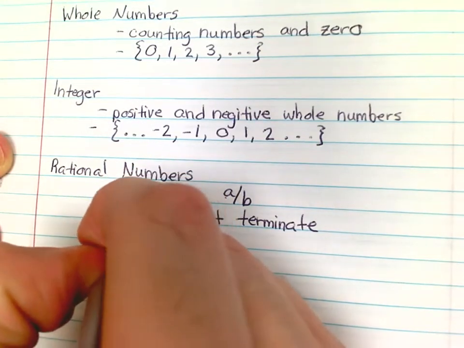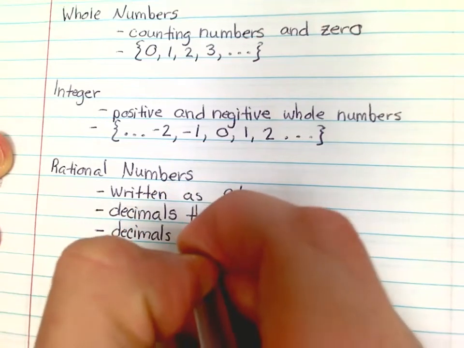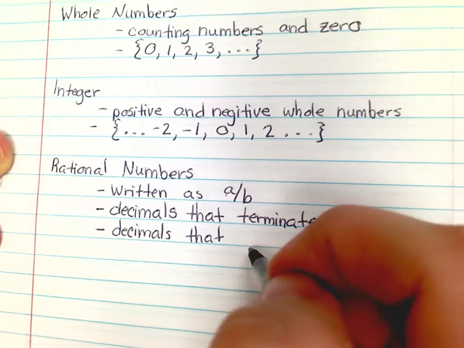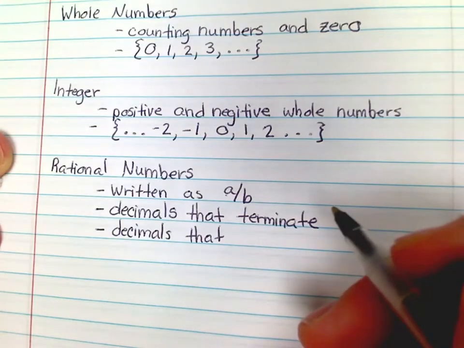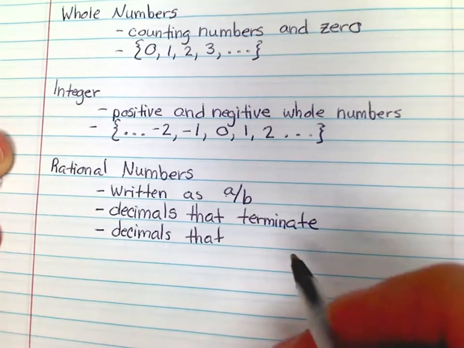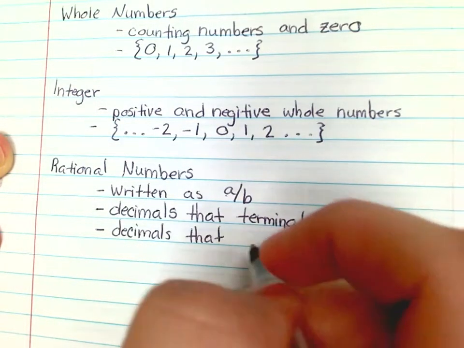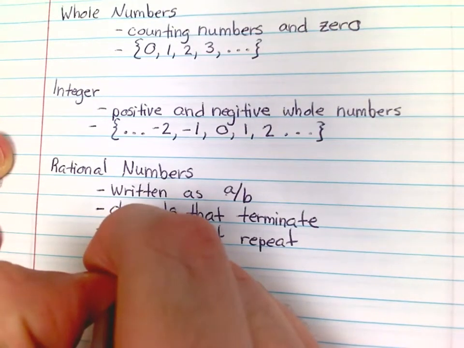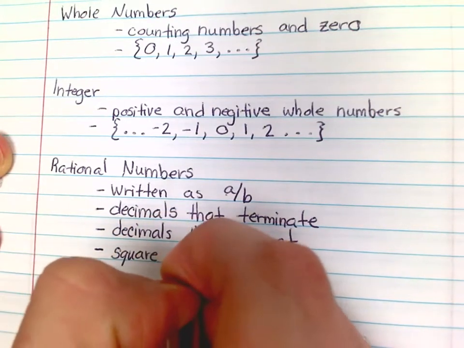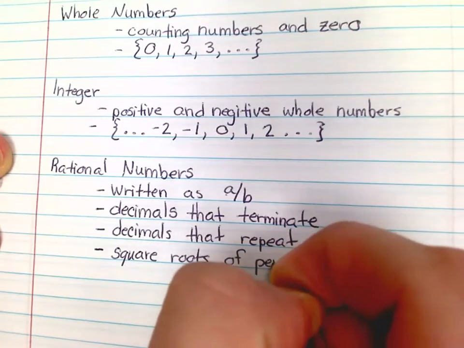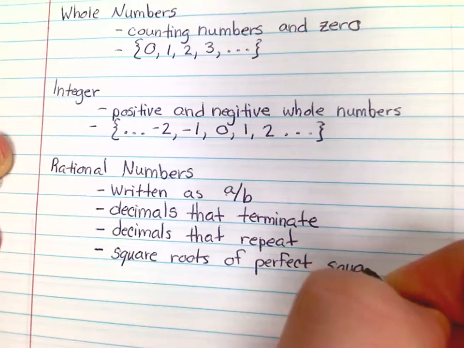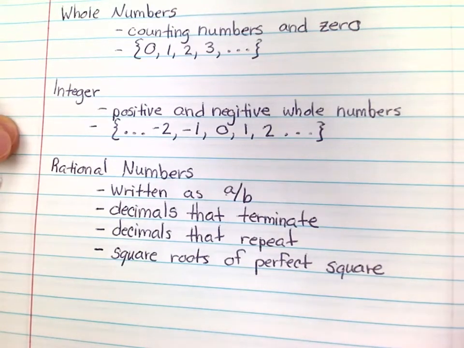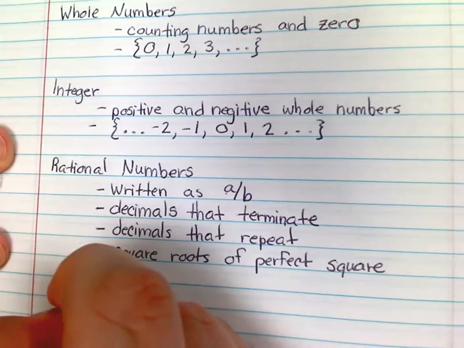Decimals that repeat. If you take the fraction 1/3 and you put in your calculator 1 divided by 3, you're going to get a repeating decimal, with the same number repeating. That's a repeating decimal. And the square roots of perfect squares. Perfect squares are numbers that are multiplied by themselves, like 7 times 7 is 49. So if you had the square root symbol and 49, you're just going to get 7 out. So let's just do some examples.